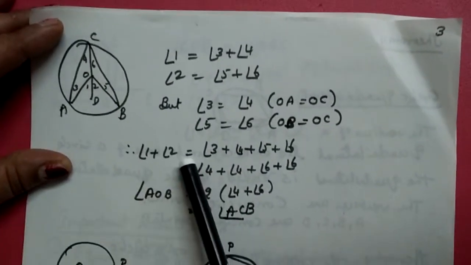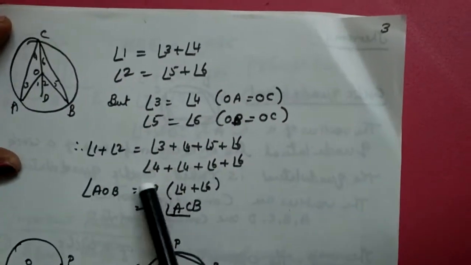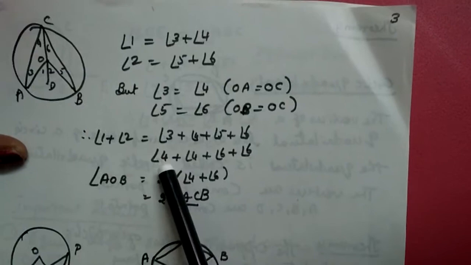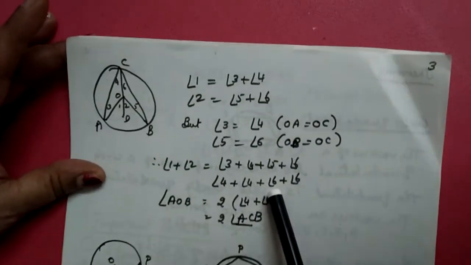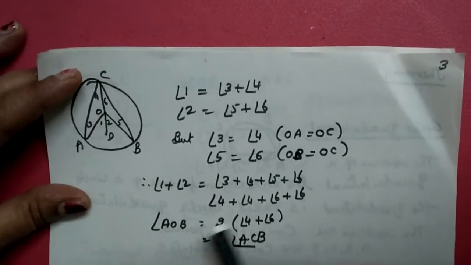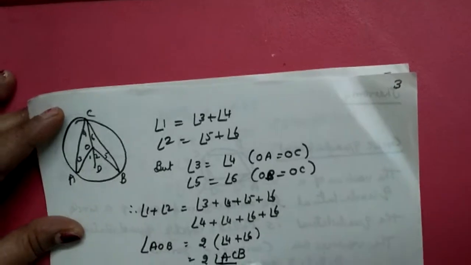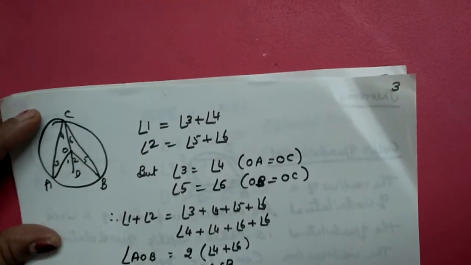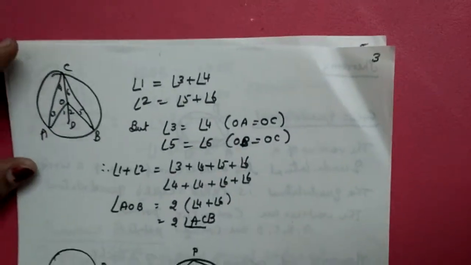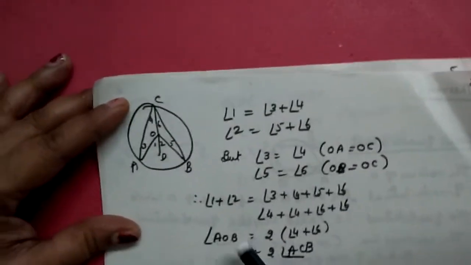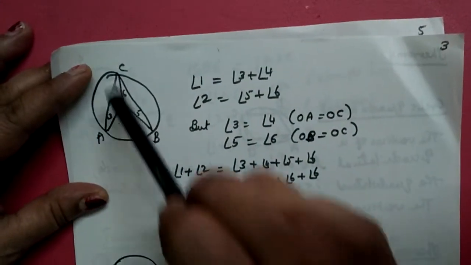Adding, 1 plus 2: 1 is 3 plus 4, 2 is 5 plus 6. And in the place of 3, you can write 4 because 3 is equal to 4. In the place of 5, you can write 6 because 5 is equal to 6. So 2 times (4 plus 6). So 1 plus 2 represent AOB and 4 plus 6 represent ACB. Therefore, angle AOB is equal to 2 times angle ACB.